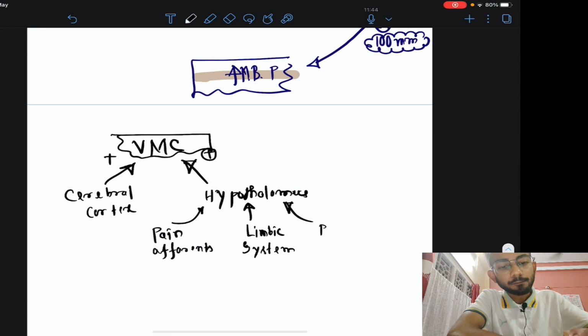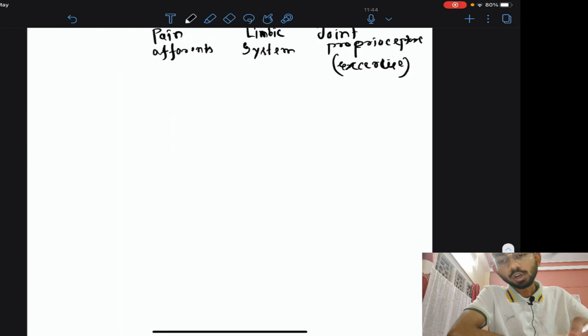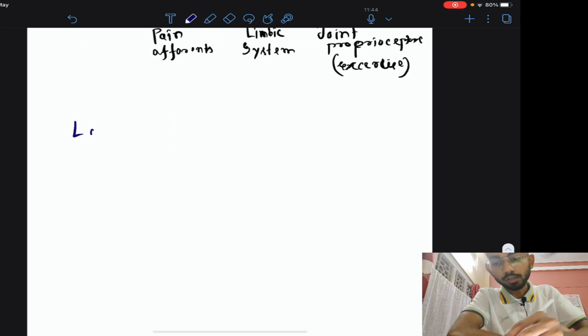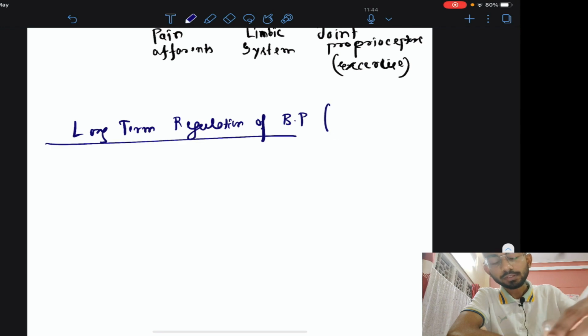And another thing is the receptors which are present in the joints, joint proprioceptors. So guys, whenever we exercise, these proprioceptors which are present in the joints will increase the blood pressure by stimulating the vasomotor center. So that was all about short-term regulation. Now let us talk about what? Long-term regulation of blood pressure, which is nothing but the RAS, renin, aldosterone, angiotensin mechanism, guys.